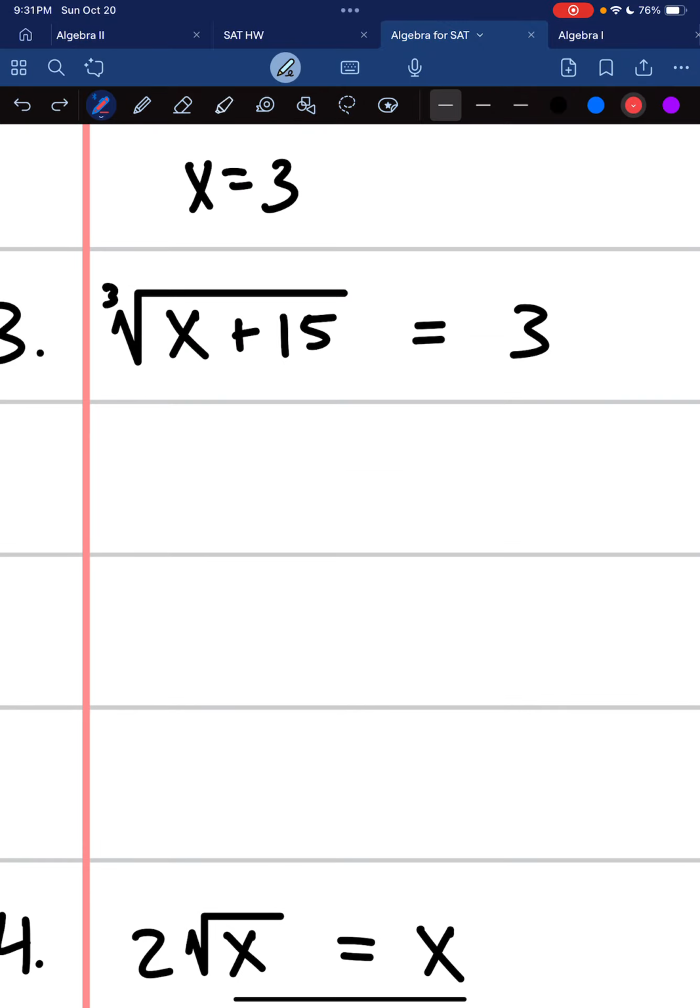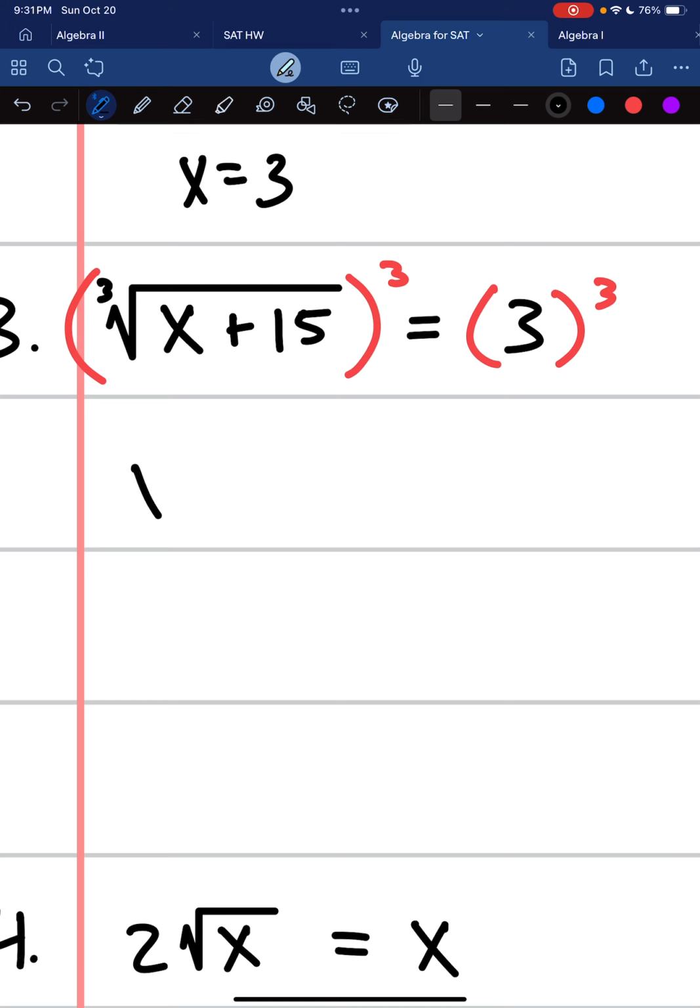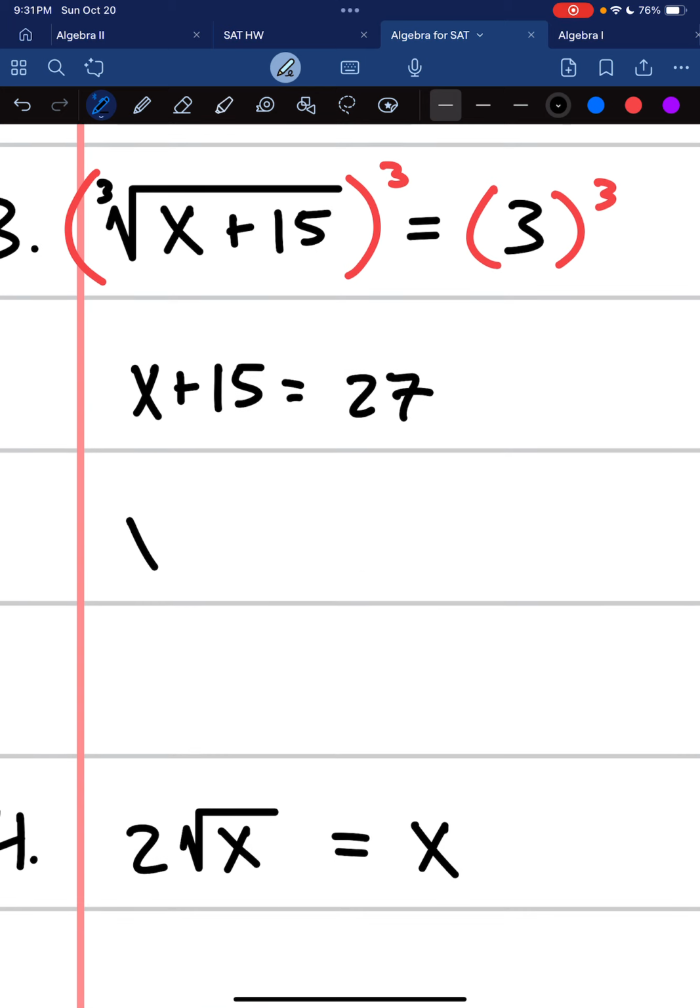Alright, now we have the cube root of x plus 15 is equal to 3. So just like to undo a square root, we squared both sides, to undo a cube root, we're going to cube both sides or take both sides to the power of 3. So on the left side, we're going to be left with just x plus 15. And on the right side, we're going to be left with 3 cubed, or 3 times 3 times 3, which is 27. Now we can subtract 15 from both sides, and we get x is equal to 12.